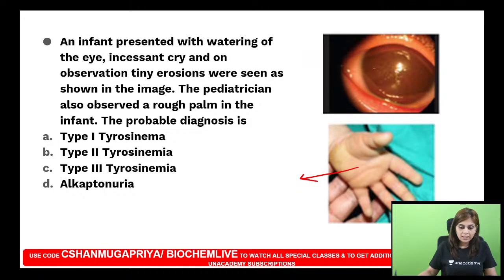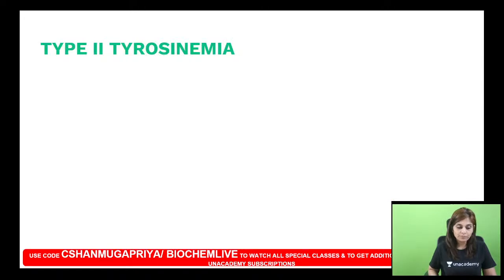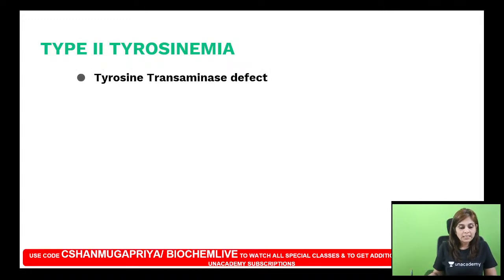There are eye lesions and there are skin lesions. So eye and skin lesions, can you call it oculocutaneous syndrome? And how many eyes do you have? Yeah, 2 eyes. And what is it? It is type 2 tyrosinemia. Oculocutaneous syndrome is nothing but type 2 tyrosinemia. So let's learn about type 2 tyrosinemia now. Type 2 tyrosinemia is caused by a defect of tyrosine transaminase. Tell me how many T's are there?